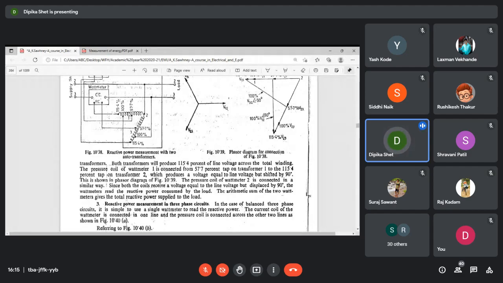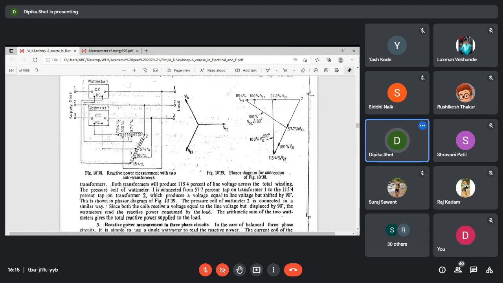Then the pressure coil of our wattmeter 1 is connected from this 57.7% tap on transformer 1 to the 115.4% tap on transformer 2. From here it will be connected like this. Please observe these connections, which are only the connections of the pressure coils.